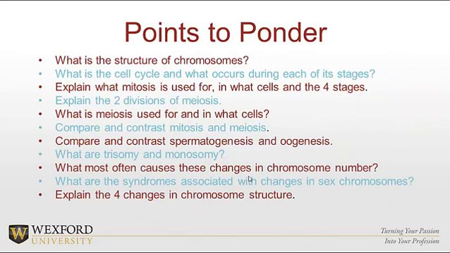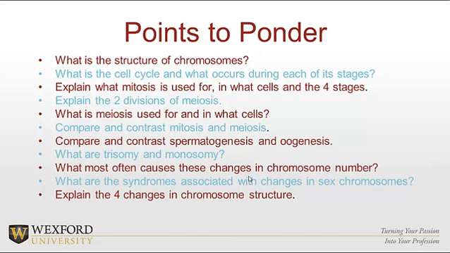So straight out of your book, what are we trying to do this week? We're going to talk about the structure of chromosomes, and we're going to talk about the cell cycle, typical cell structure, which is actually going to include cell replication, mitosis. I'm going to explain what mitosis is used for, and once again, in what cells and the 4 stages. Then we're going to talk about compare and contrast with meiosis. What is it used for and in what cells? Once again, compare and contrast the two. We're going to compare and contrast making of sperm versus making of egg. So that's spermatogenesis versus oogenesis.